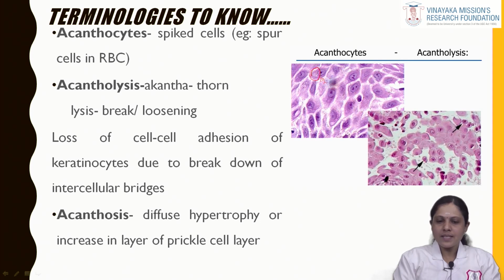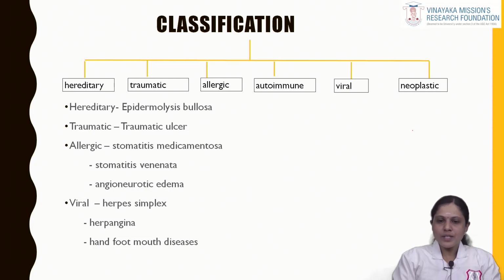And acantholysis means break or lysis between the cells. It is also known as loss of cell-to-cell adhesion between the keratinocytes, or the intercellular bridges between the keratinocytes being lost. That is acantholysis. And acanthosis means diffuse hypertrophy or increase in the layer of prickle cell or spinous cell layer. So this is a classification of vesiculobullous lesions, which are categorized as hereditary, traumatic, allergic, autoimmune, viral and neoplastic.